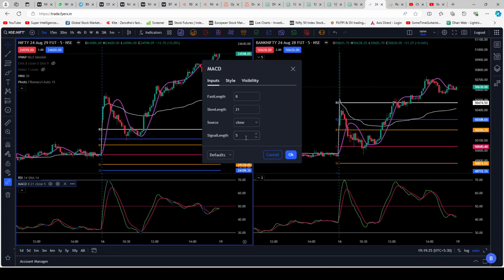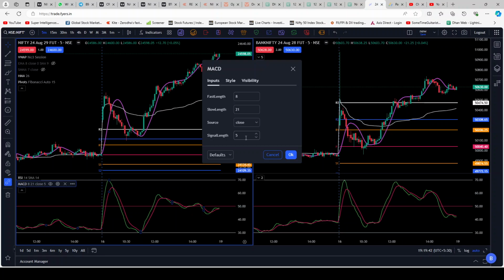After using many settings on MACD, first we were using 2-20-20. That also works. Then we found a better one. I think it was 3-9-15 or something like that. That also works great. But now we have found a better setting, which is 8-21-5. This is the golden ratio.